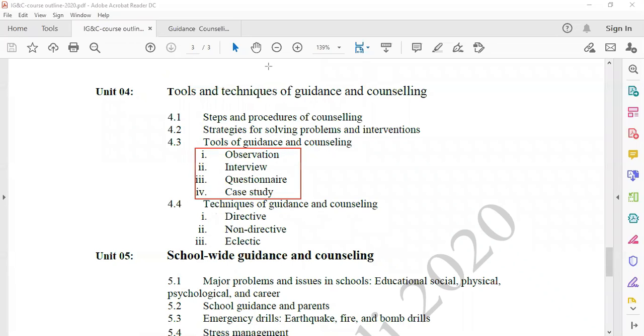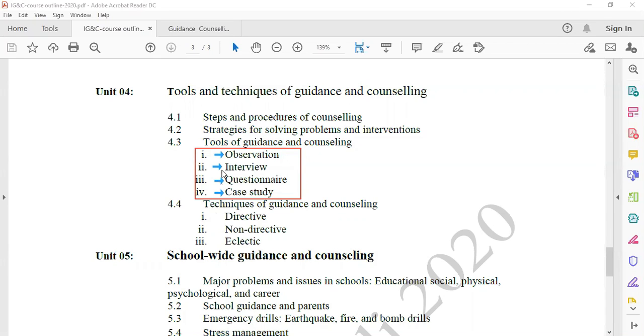Among these four tools, observation, interview, and case study are purely non-testing or qualitative approaches. These are the qualitative tools for collecting information from the client, from the students, in order to guide them, in order to assist them, in order to provide counseling. As far as the questionnaire is concerned, it can be qualitative or quantitative in nature. It depends upon the formation of the questionnaire that we develop for our students.